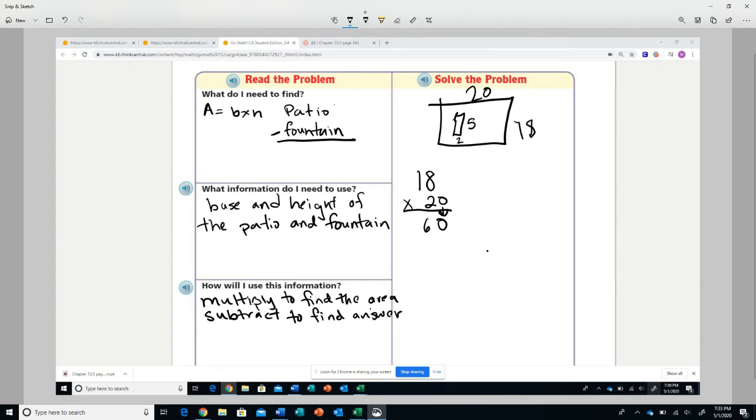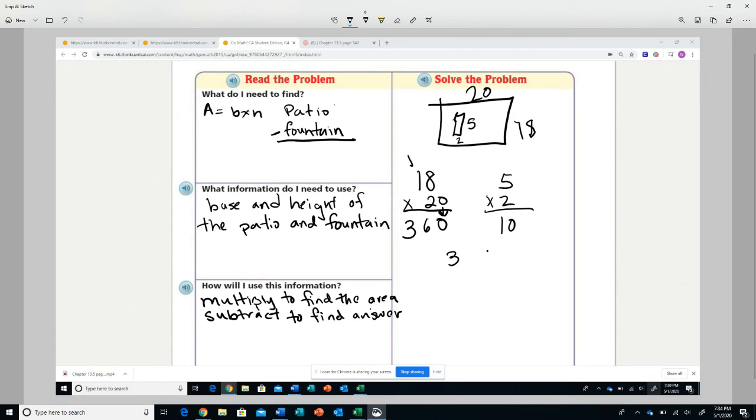2 times 8 is 16, carry a 1, 2 times 1 is 2, plus 1 is 3. So the entire patio is 360 square yards. I'm not sure what the dimensions were. I will have to go back and check at the end here. And then I need the area of the fountain, which is just 5 times 2, so it's just a 10, whatever our units are squared.